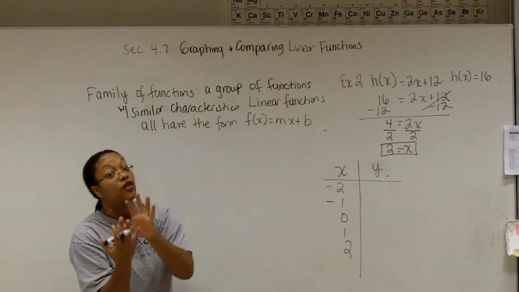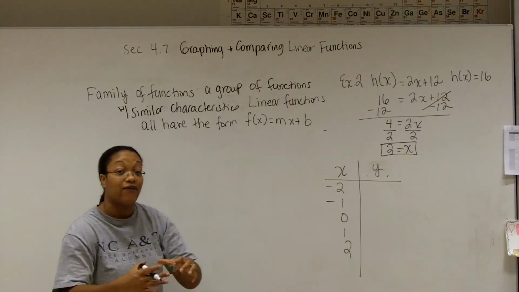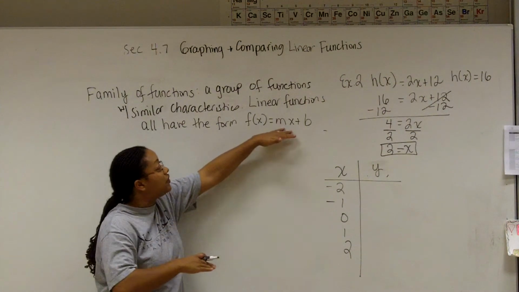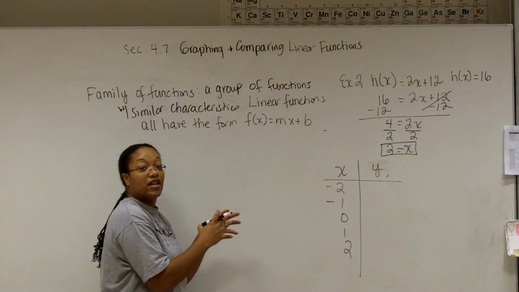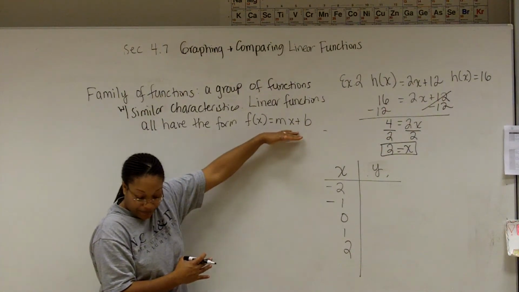Now, like I said, there are other families. There's the absolute value family. There's the quadratic family, where they have a different general characteristic that when you see it, you can associate it with a certain type of function. So this is our linear family. That's what we're working with.